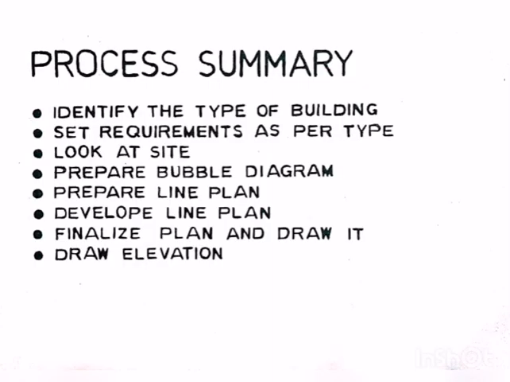Process summary. Identify the type of building, set requirements as per type, look at site, prepare bubble diagram, prepare line plan, develop line plan, finalize plan and draw it, draw elevation.